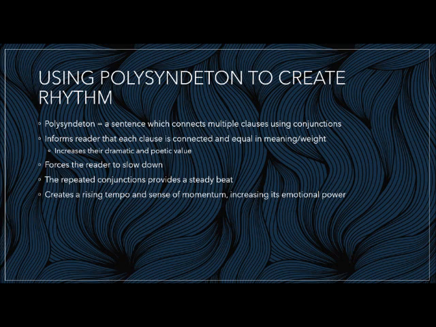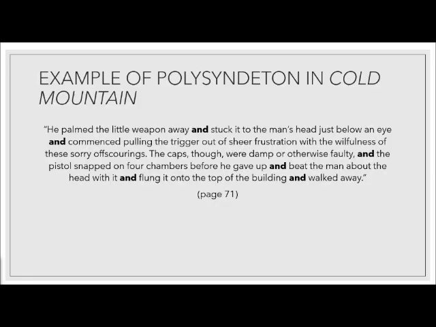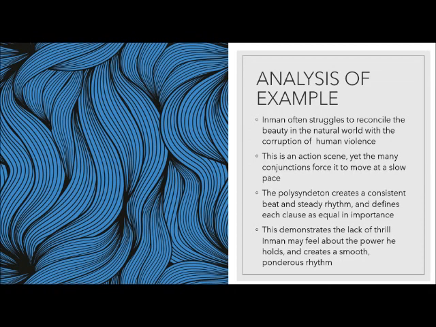This is demonstrated in an instance on page 71, where he describes Inman subduing a group of men who attacked him. "The caps, though, were damp or otherwise faulty, and the pistol snapped on 4 chambers before he gave up and beat the man about the head with it and flung it onto the top of the building and walked away." Throughout the novel, Inman questions the possibility of loving a world where such ugliness and violence is rampant, and this philosophical, contemplative attitude is exemplified in the above excerpt.